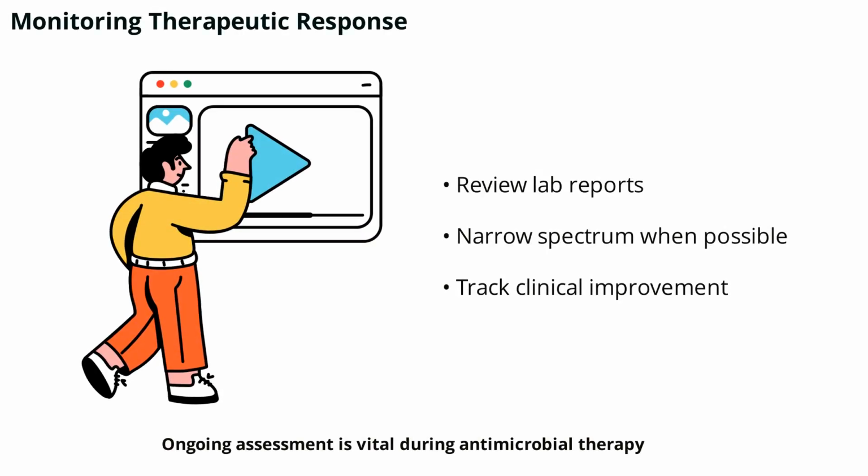Ongoing assessment is vital during antimicrobial therapy. Culture and sensitivity reports guide adjustments to the regimen, ensuring the narrowest effective spectrum is used. Monitoring WBC counts, temperature, and patient symptoms helps track progress. If anaerobic infections are suspected, therapy should continue even if organisms aren't identified. Radiologic improvement may lag behind clinical signs, so patience and careful observation are key.